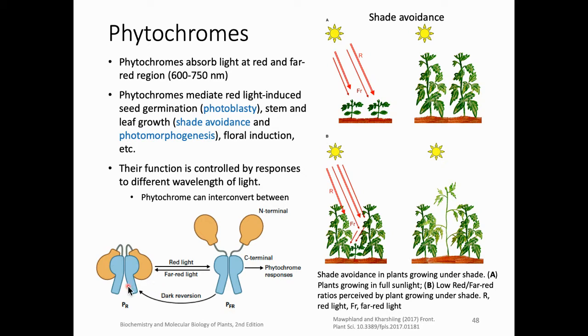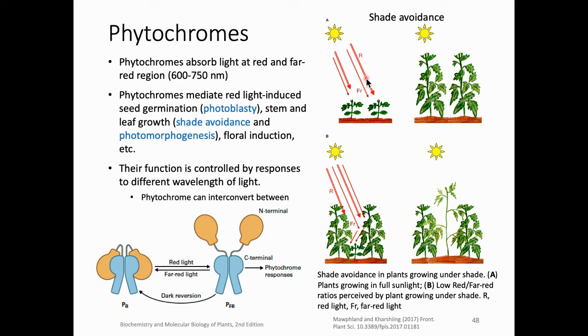So PR can receive the red light and become active. This form, PFR, is the active form of phytochrome. And once this active form receives the far red light, or during the long night, this form will change into an inactive PR form.